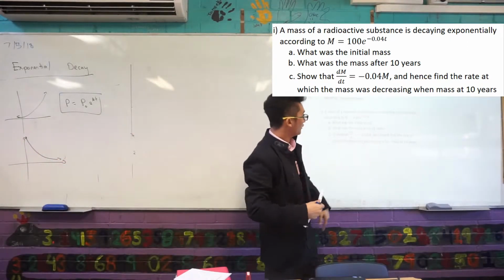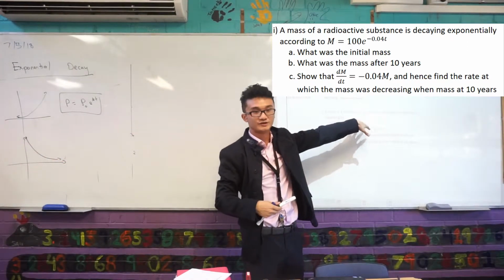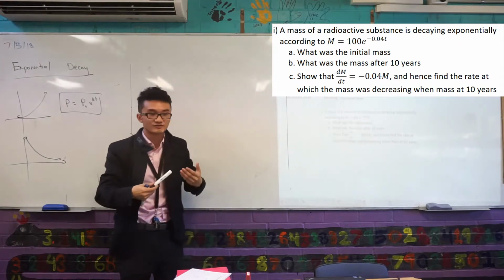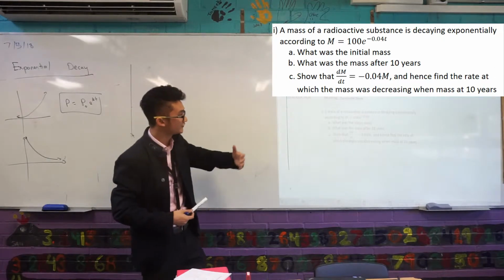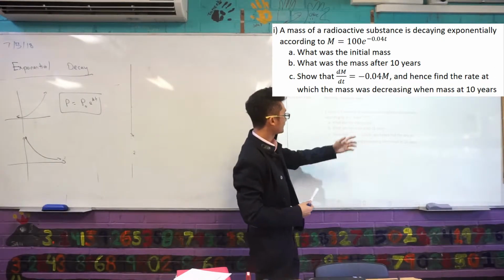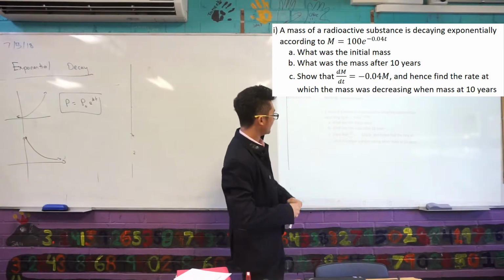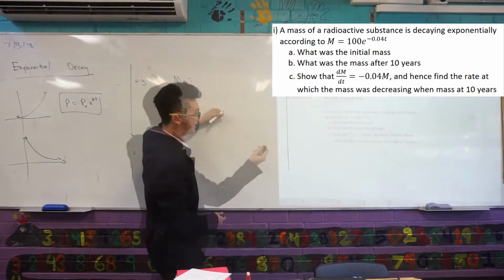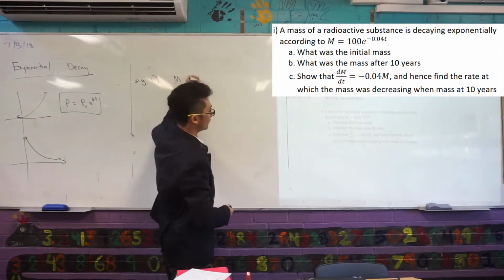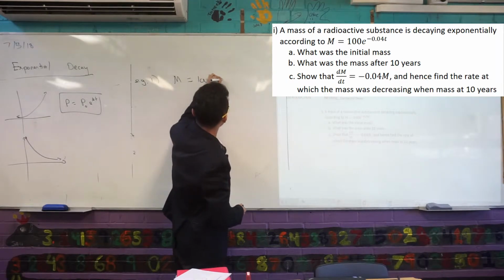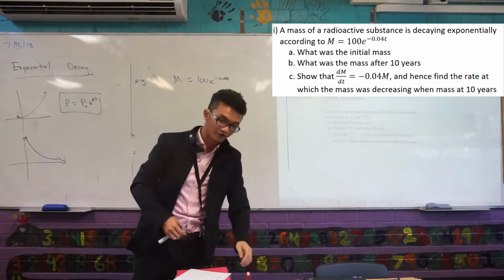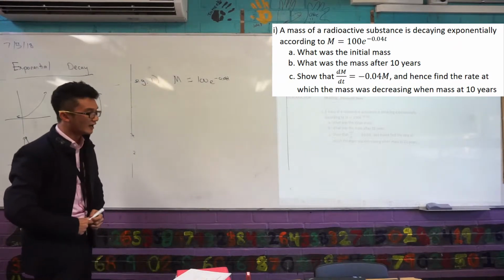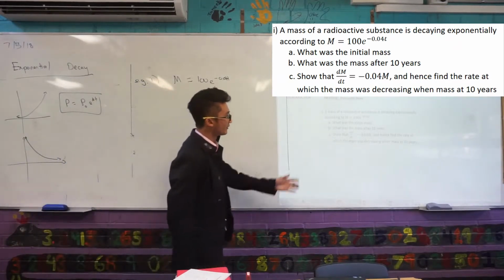For now, though, let's look at a very simple kind of question. We can always get different types of information when we're looking at questions involving exponential decay. Here's a very simple type. We've got a mass of a radioactive substance decaying exponentially according to this equation, m is equal to 100 e to the negative 0.04 t. So I've got that equation there.